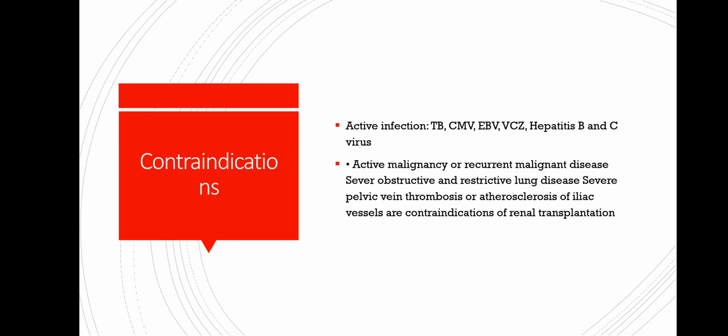Next, contraindications of renal transplantation include active infections: TB, CMV, EBV and hepatitis B and C virus. Then active malignancy or recurrent malignant disease, severe obstructive and restrictive lung disease, then severe pelvic vein thrombosis or atherosclerosis of iliac vessels. These are the contraindications of renal transplantation.